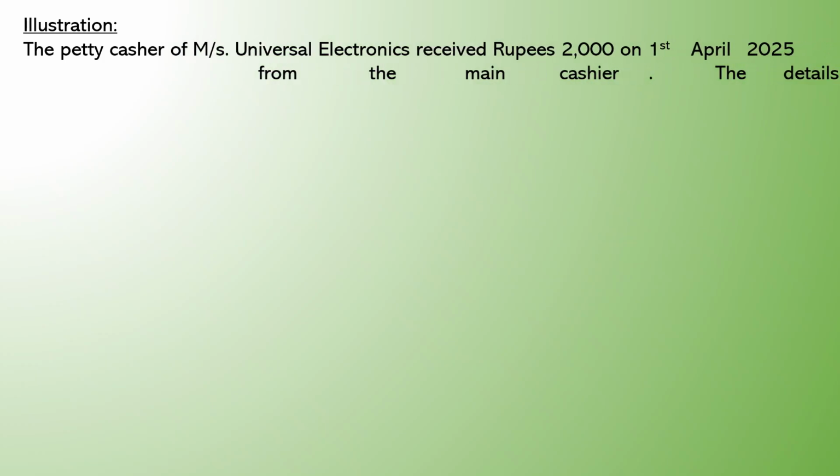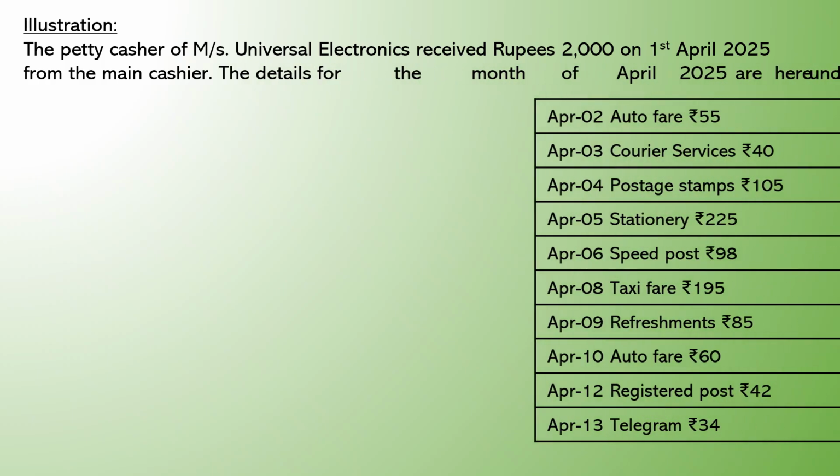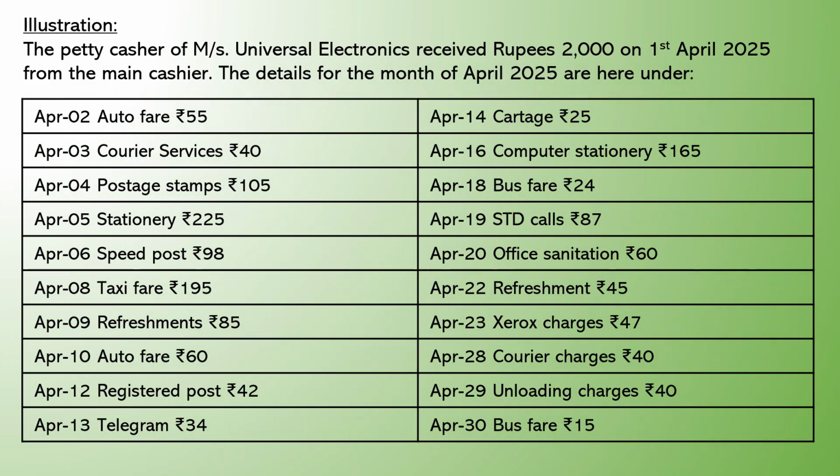Illustration: the petty cashier of Messrs Universal Electronics received ₹2,000 on 1st April 2025 from the main cashier. The details for the month of April 2025 are as under. April 2, auto fare ₹55. 3, courier services ₹40. 4, postage stamps ₹105. 5, stationery ₹205. 6, speed post ₹98. 8, taxi fare ₹195. 9, refreshments ₹85. 10, auto fare ₹60.